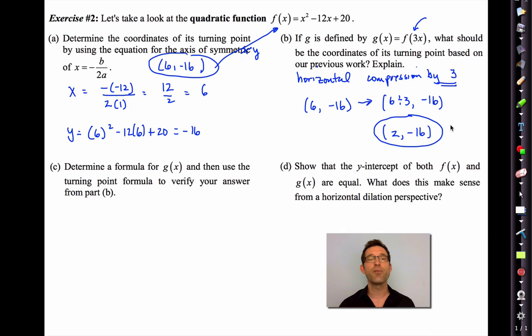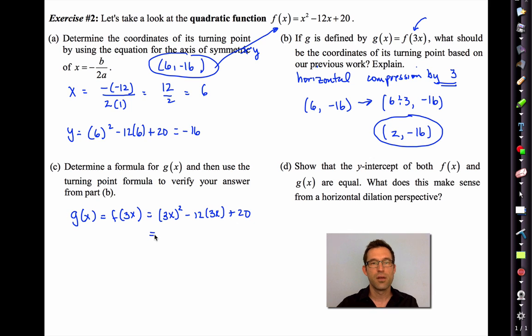Letter C says determine a formula for g of x and then use the turning point formula to verify your answer from part B. Great. All right, well, what is g of x then? g of x is f of 3x. So that's going to be 3x squared minus 12 times 3x plus 20. 3x times 3x is 9x squared minus 36x plus 20. So here's my formula for g of x.